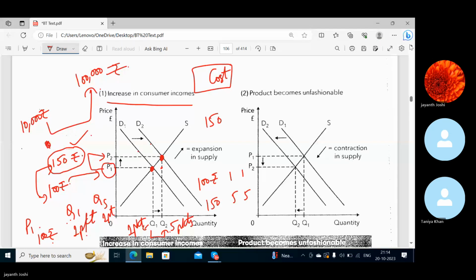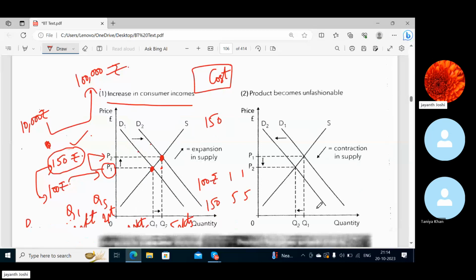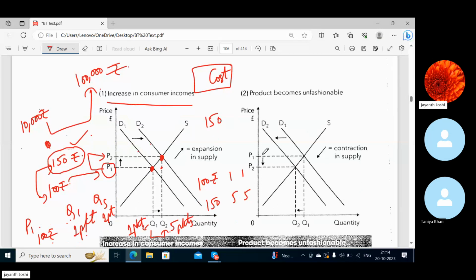And the product becomes unfashionable. So what happens when a product becomes unfashionable? When income is higher, why will they take an unfashionable product? They won't take it. So what is happening? The demand will shift downwards. That means when people were ready to pay 150 for some product which was fashionable, they are ready to pay only 100 now. So supply will also decrease. Why will supply decrease? When the price decreases, supply decreases automatically.